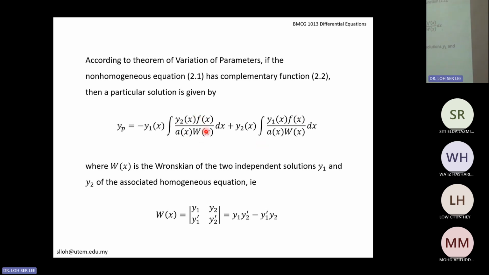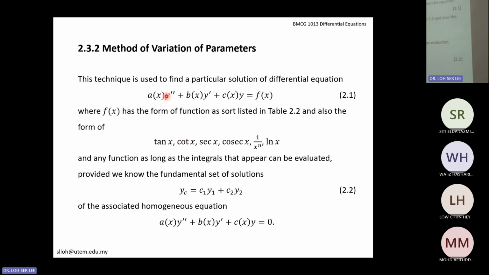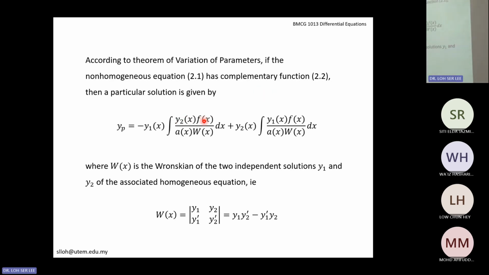So what is this W(x)? W(x) is the Wronskian function, the one built from y1, y2 and their derivatives. This is your Wronskian function. And how about the a(x)? The a(x) comes from here, the coefficient function of the y double prime. And then your f(x) comes from here. So these are what you need: f(x), a(x), W(x).